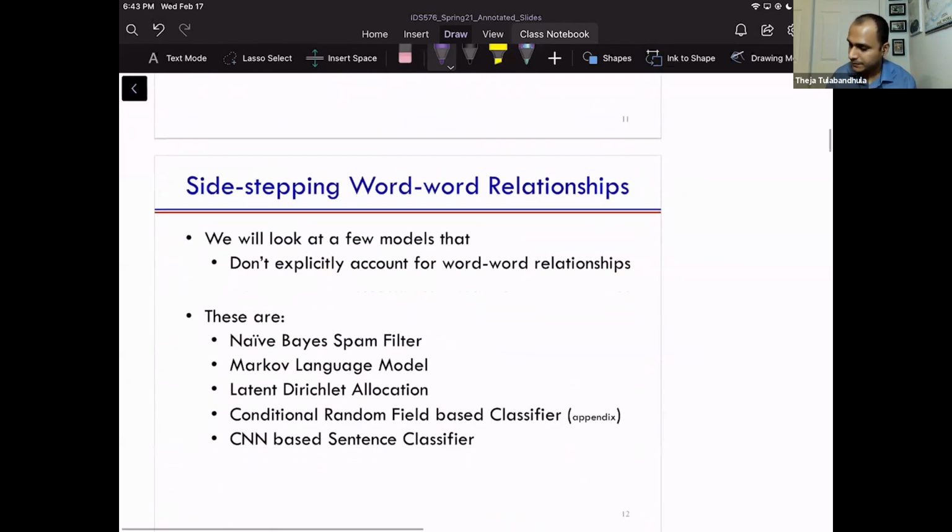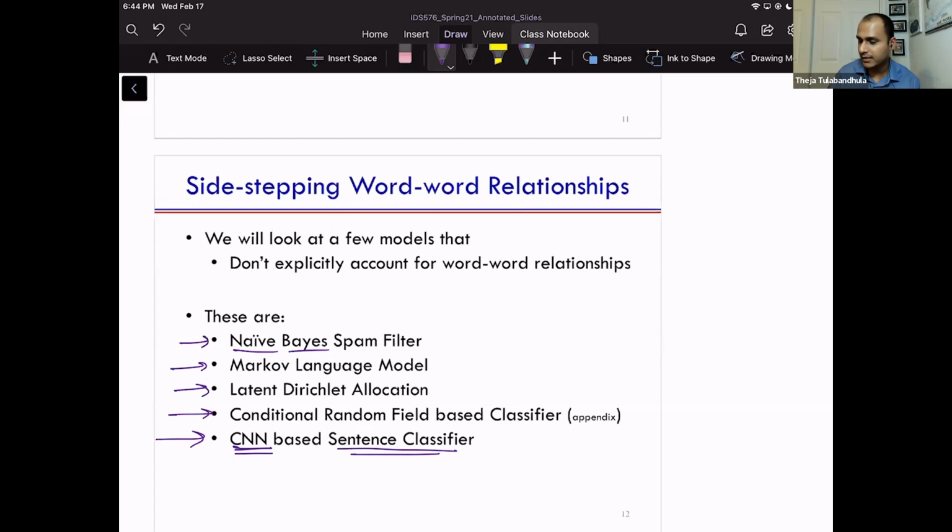And let's see, the specific models we'll look at. One of the models is called the Naive Bayes model. Some of you might have seen this before. The second model is called a Markov language model. The third model is a topic model called Latent Dirichlet Allocation. I'll say what a topic model is pretty soon. I think we may not have time for conditional random fields, but we'll look at CNNs because we just did CNNs in the last session. So we'll look at a CNN based model. Again, this is a prediction problem, a classification problem.